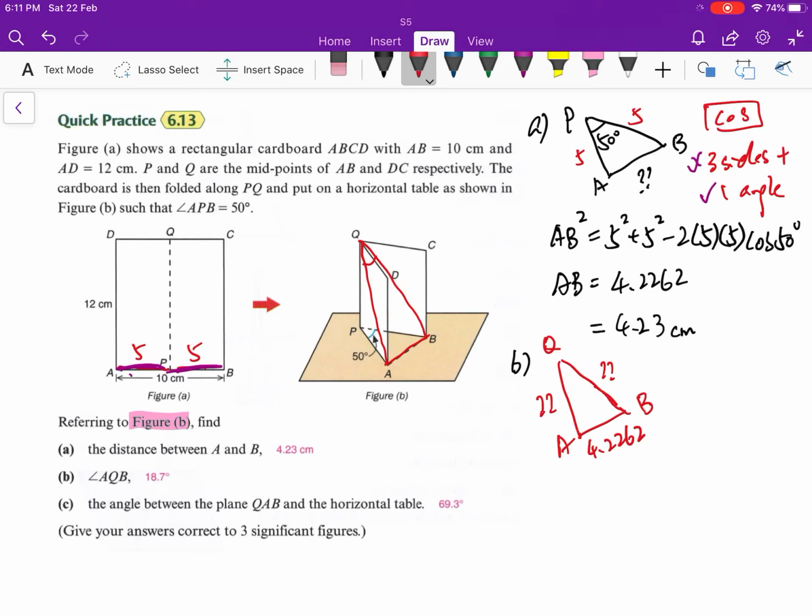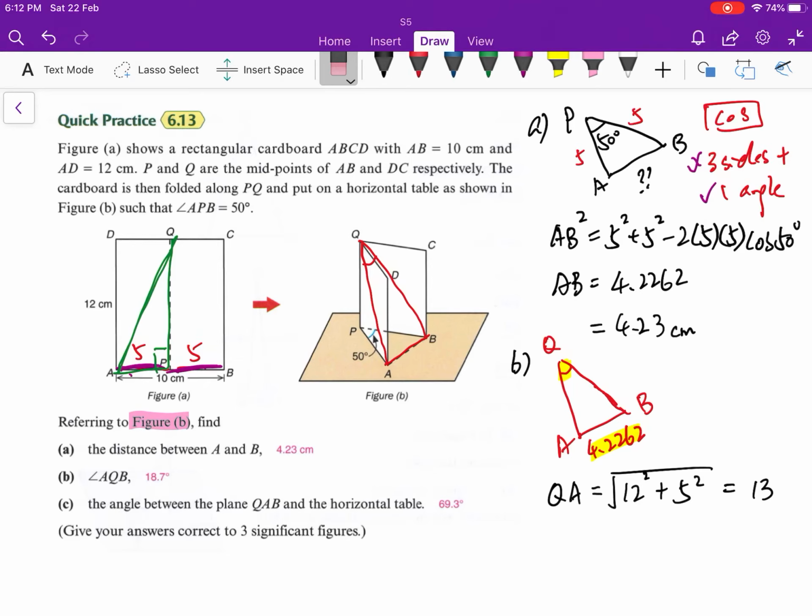So that means I don't know QA and QB. I need to find them out. Again, can you see that? 3 sides, 1 angle: 1 side, 2 sides, 3 sides, and 1 angle. So the cosine formula again. But before using the cosine formula, I need to find QA first. How can we find QA? QA is actually this one. Can you see that? This is a right-angled triangle again. So how can we find QA? Using Pythagoras' theorem. QA equals the square root of 12 squared plus 5 squared. So QA equals 13.